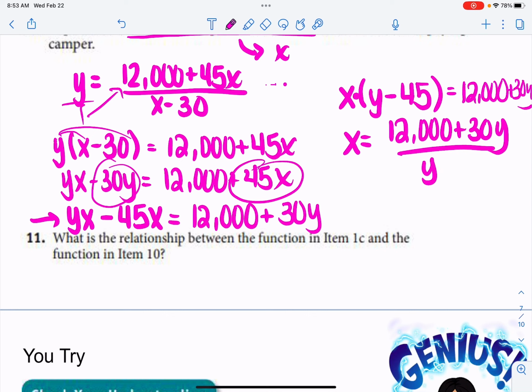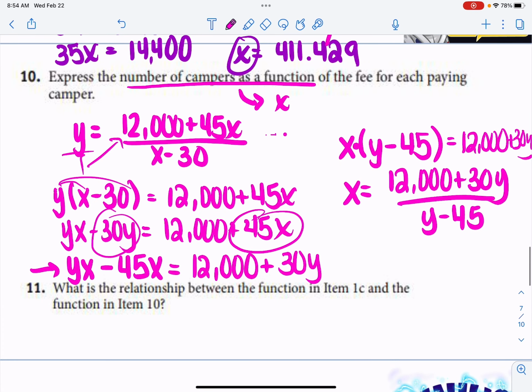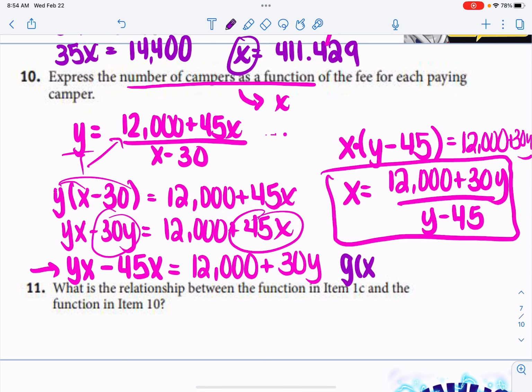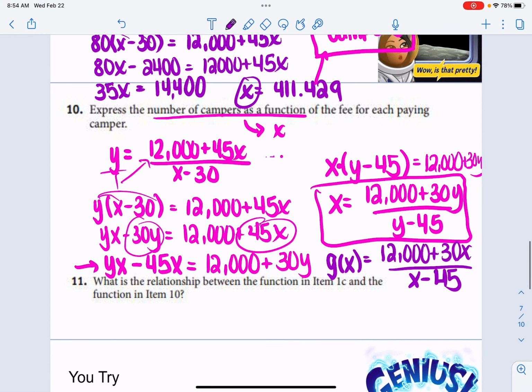And that's what you're going to get. And that's your function. Now, if you were to plug this into a calculator, I would just name it as a new function. You don't have to necessarily do this, but I would say like g of x equals, just replace the y's with x's. So essentially you're finding the inverse. But those are two options you can have.